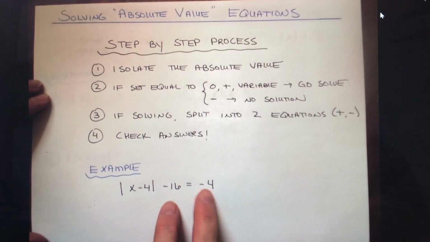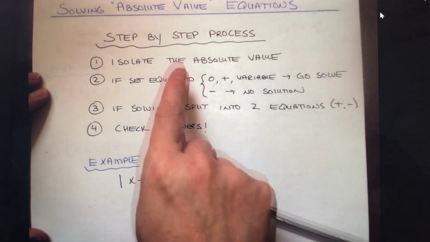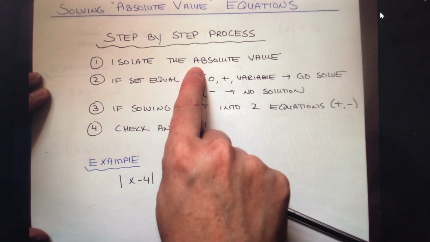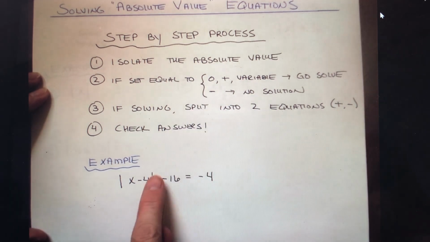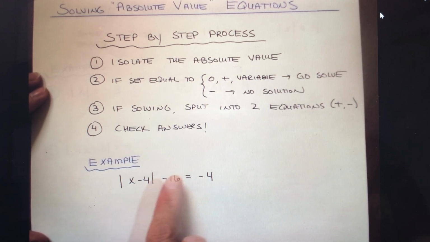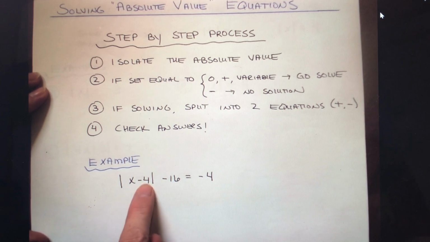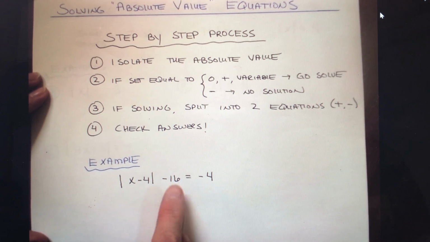Sometimes they work, sometimes they don't, so you always need to do that piece to wrap up the problem. The one thing I want to point out here with this example again is this very first step is really important. It says you have to isolate the absolute value, and this is an example of a problem where it's not isolated, because you can see the equal sign here, and here's the absolute value expression. That's the absolute value of x minus 4. It is not all by itself on one side of the equal sign. This negative 16 is in my way, if you will.